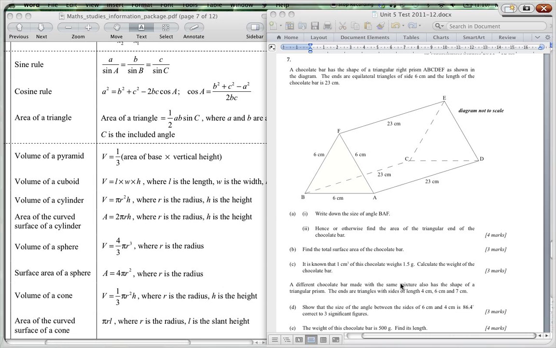So the first thing it says, write down the size of angle BAF. So we're looking at this angle over here. Now because all these sides are equal, we have an equilateral triangle. So all the angles are equal. They all add up to 180 degrees. So this is 60 degrees.